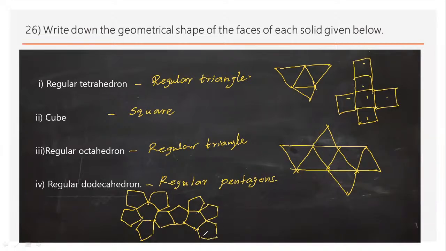After making it, it will appear like this. It means this is the net of this. By folding this, we can make it. If you draw it, this should be regular, right? All the sides should be equal, regular pentagons. And fold it and see that you can make the regular dodecahedron, right?